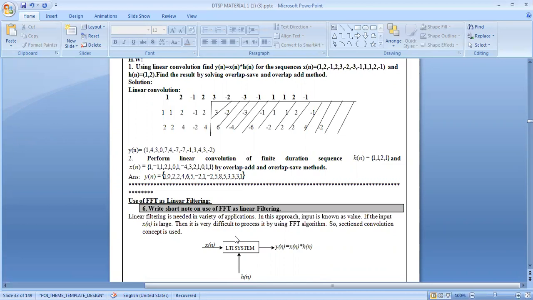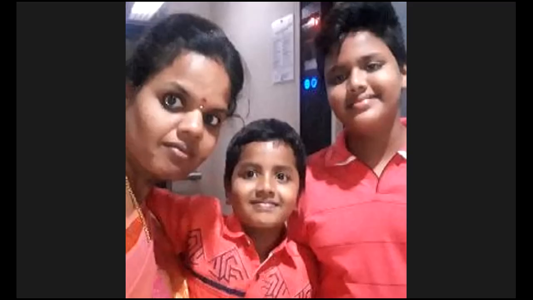Overall, what we have seen: a review of signals and systems, classification, and properties; the DFT, discrete Fourier transform, and how to find the IDFT; circular convolution using the DFT and IDFT; then the FFT, butterfly structure diagram, DIT and DIF, decimation in time and decimation in frequency; and finally how to filter long sequences using the overlap add and overlap save methods. By that the unit gets over. Let us see unit 2. Thank you all.